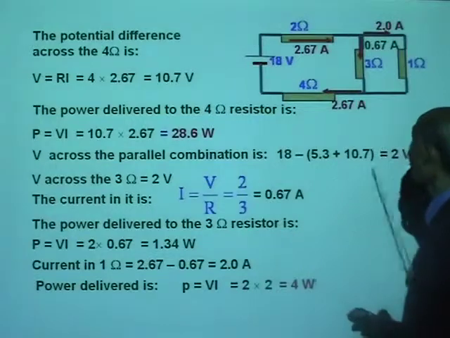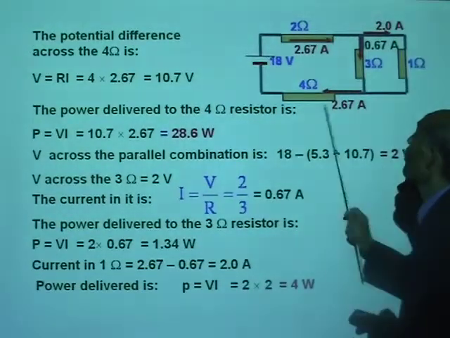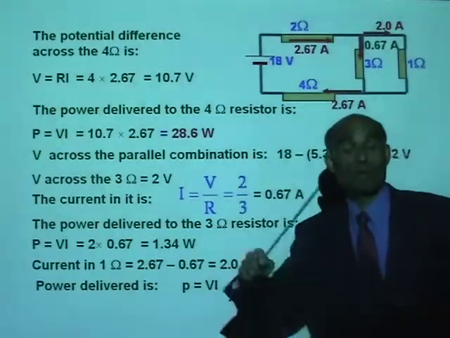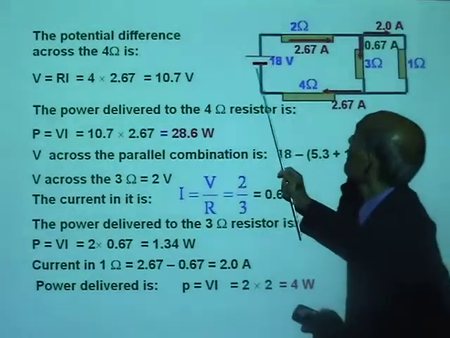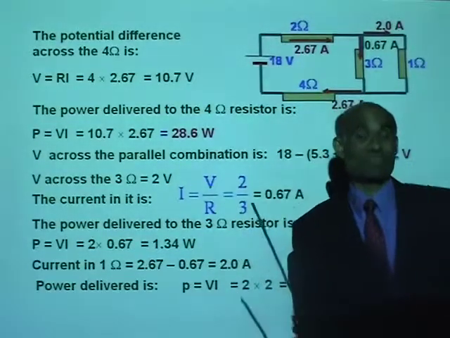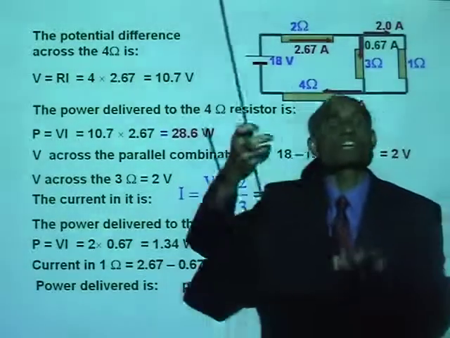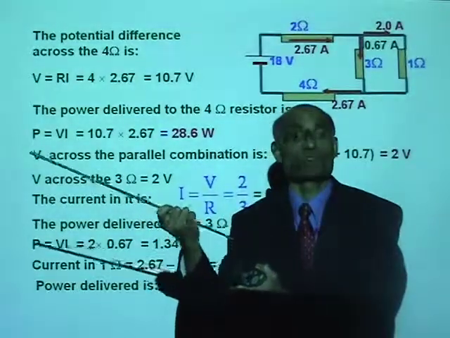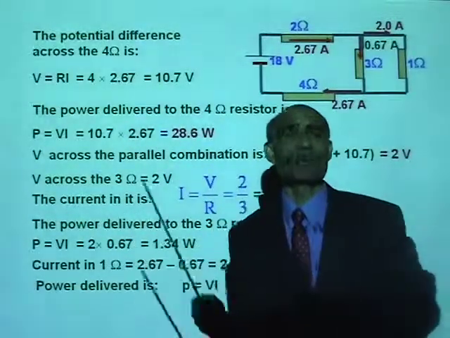Now, what is the total power delivered to all the resistors? If you add all that, that will be the total power delivered to all the resistors. And the total power delivered to all the resistors must be equal to the total power supplied by the battery. The battery is supplying the power, the resistors are spending it. Isn't it? The power is dissipated in the form of heat, light, and so on.